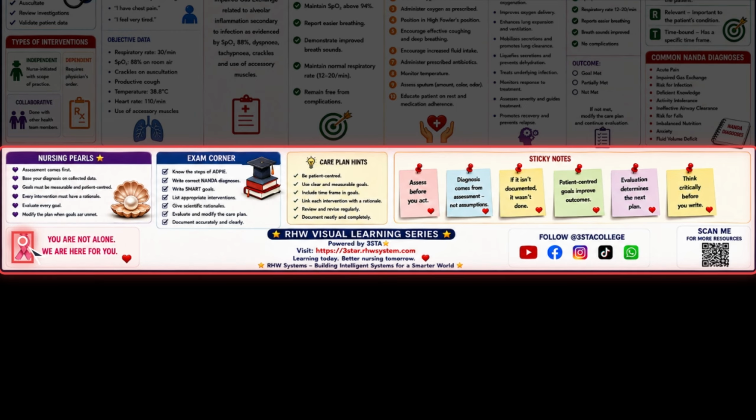If it isn't documented, legally it was not done. Patient-centered goals drive superior recovery outcomes. Evaluation dictates your next clinical move. And above all, think critically before you write. As shown in our footer banner, remember, you are never alone in your clinical journey. By applying these structured principles, you will deliver exceptional, evidence-based care and achieve superior patient outcomes every single day.